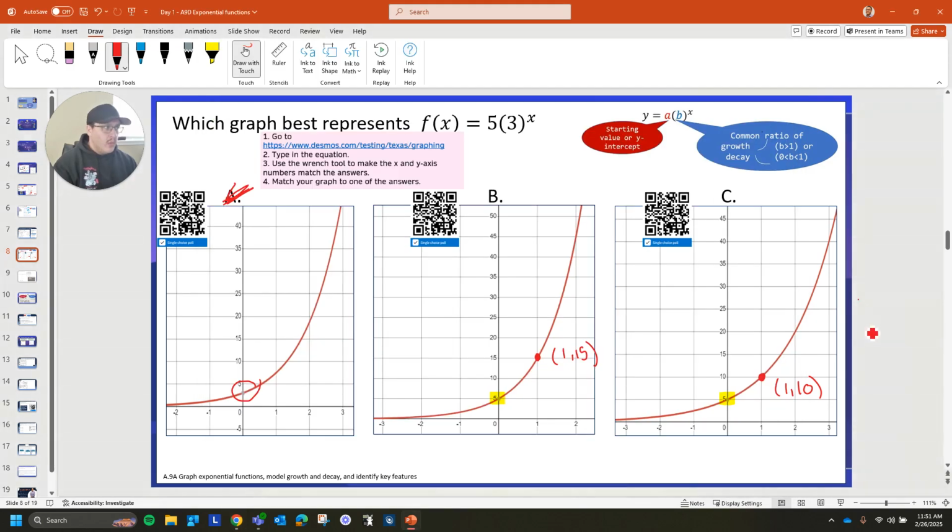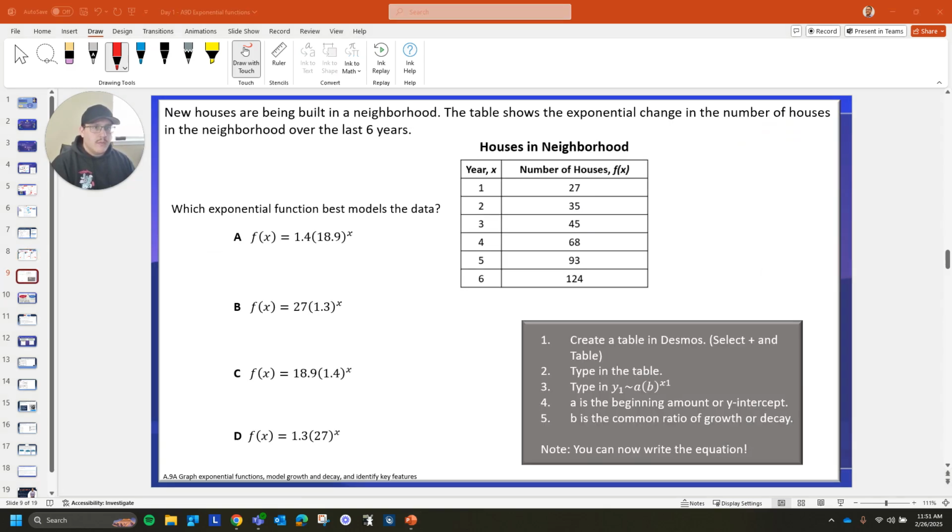So let's go back. Which graph has 1 comma 15? Letter B. Therefore, C and A are not our answers. B is our answer. This is how we look through using Desmos to see which one matches, knowing these different properties of exponential equations. Anyways, letter B is our answer.